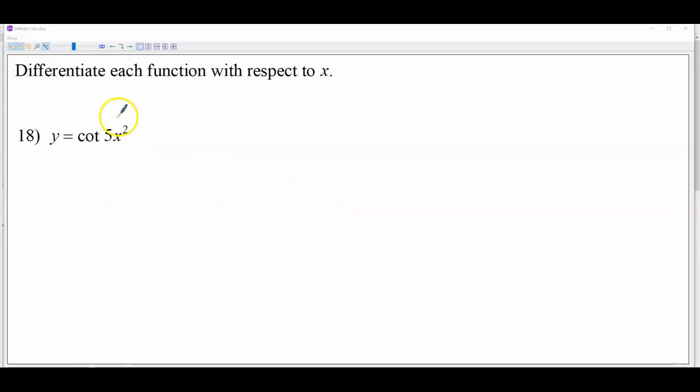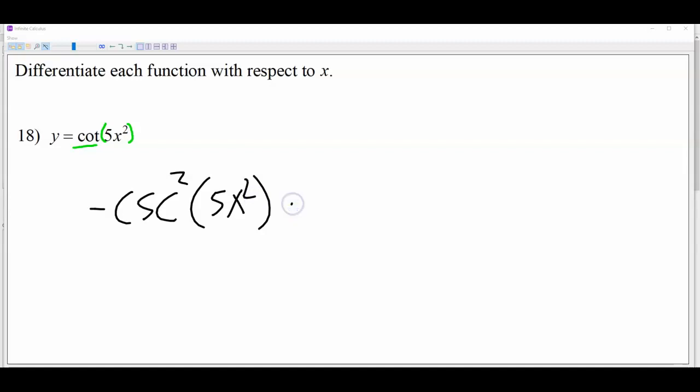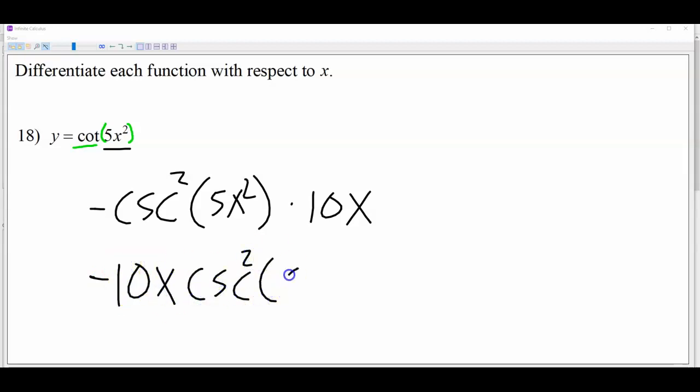All right, cotangent. We have the outside function as the cotangent, and the inside function is the 5x squared. The derivative of cotangent is negative cosecant squared, and the inside stays the same. And then we're going to multiply that by the derivative of the inside, which is 10x. Now, typically we'll put the 10x in the front like this, but either way is technically fine.